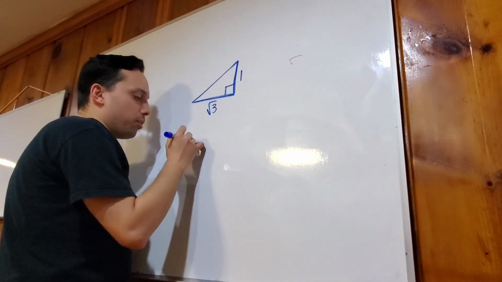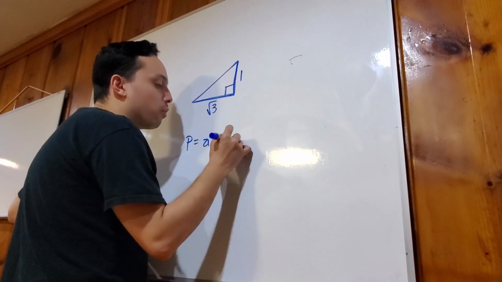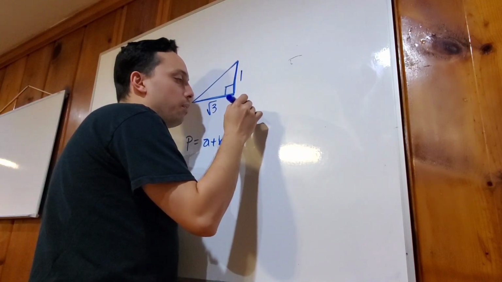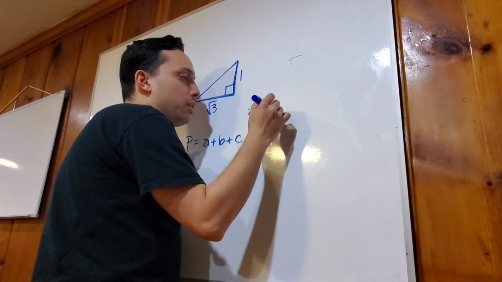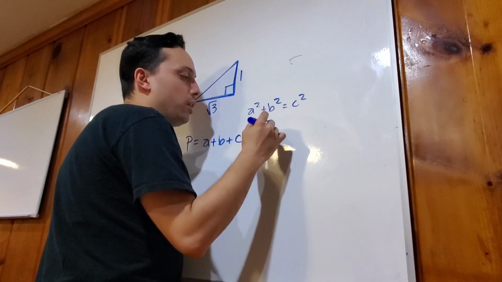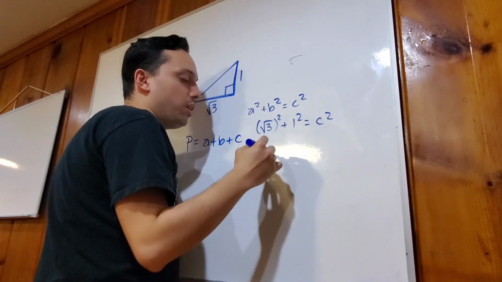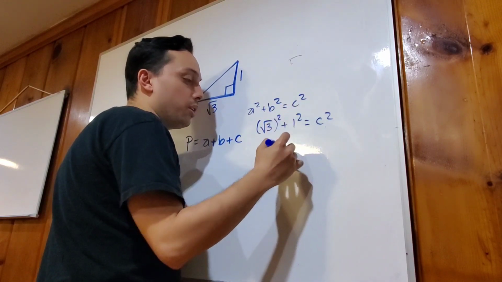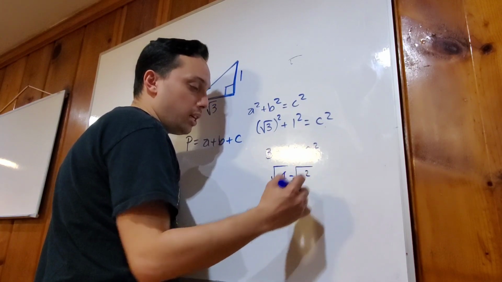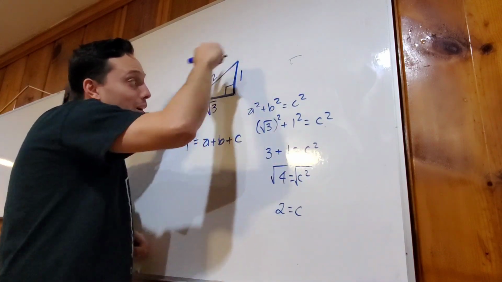So how to find the perimeter? Perimeter is going to be a plus b plus c, if we're using the Pythagorean theorem, right? Because we have to use it anyway. So we are going to use it, and so it's going to be a squared plus b squared equals c squared. Yay. So square root of 3 squared plus 1 squared equals c squared. So the square root of 3 squared is just 3, plus 1 squared is just 1, equals c squared, right? So 4 equals c squared, square root of both sides, 2 equals c. So right here, the hypotenuse is a 2.